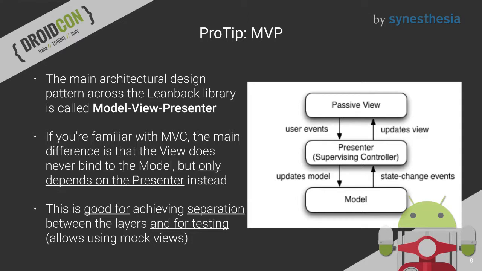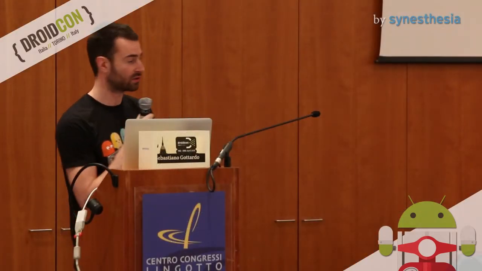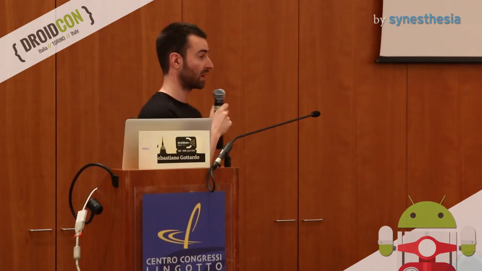But the thing is that leanback uses the MVP, which stands for Model View Presenter. And the main difference here is that the view is not tied to the model in any way, but everything goes through the presenter, which is great both for logic separation of the layers and for testing, because we can provide our mock views to the presenter.